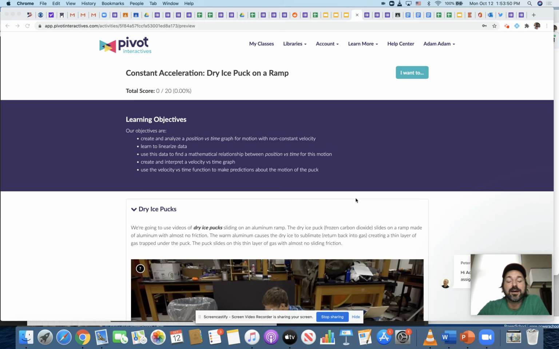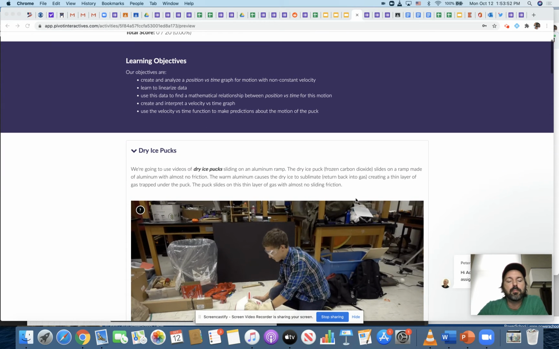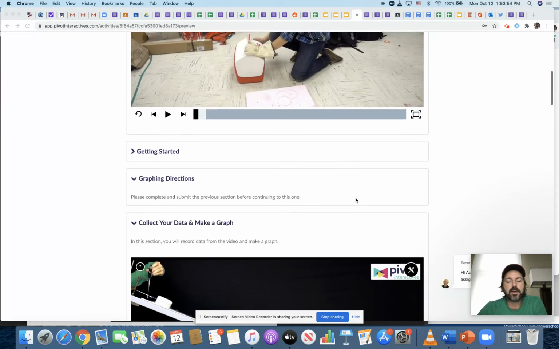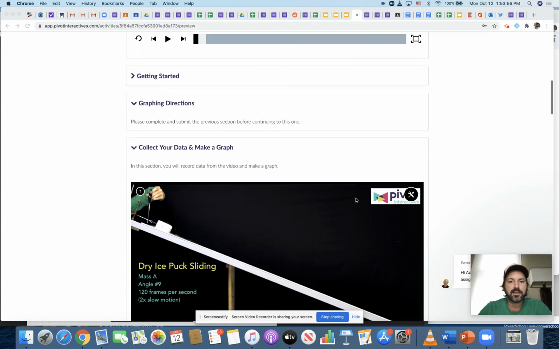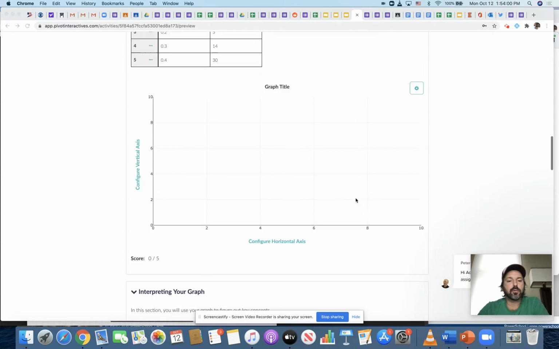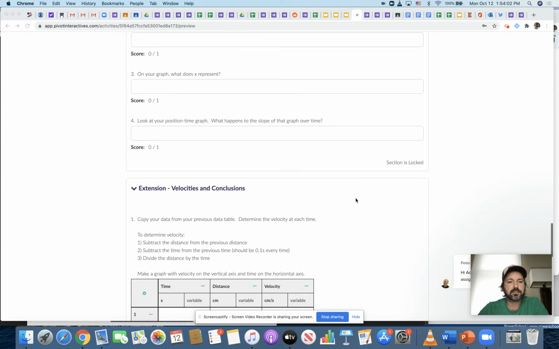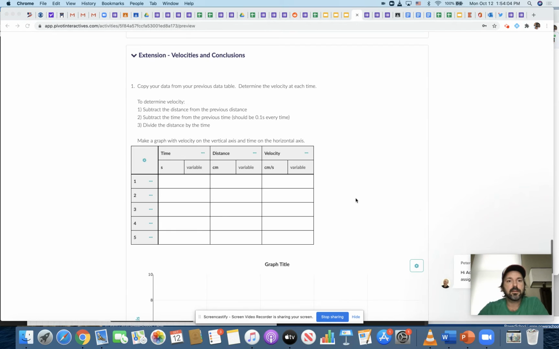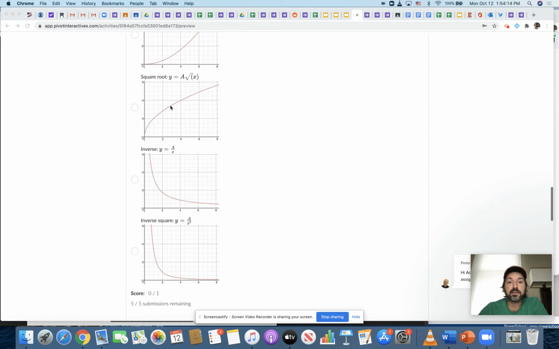Hey, physicist, I wanted to go through one part of the lab when you have to graph your own velocity, create your own velocity and time data. The section I'm talking about is right here, in the extension. You can see it says copy your data from previous data table, determine the velocity at each time.